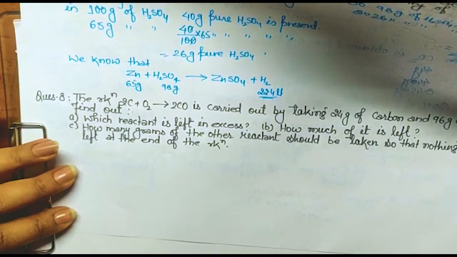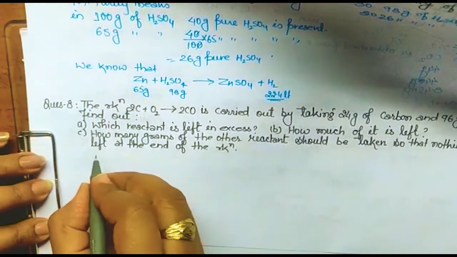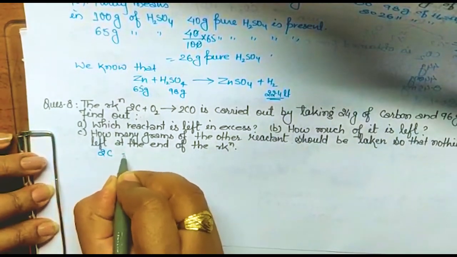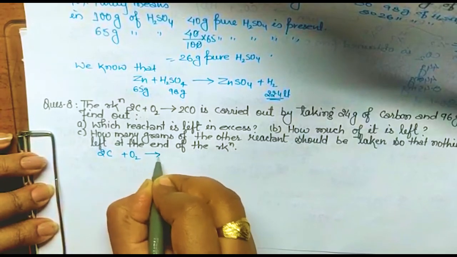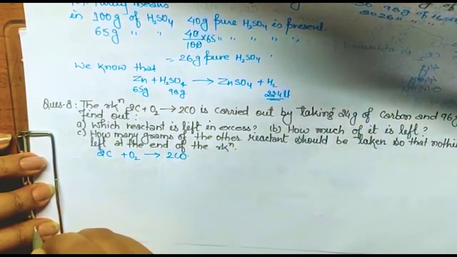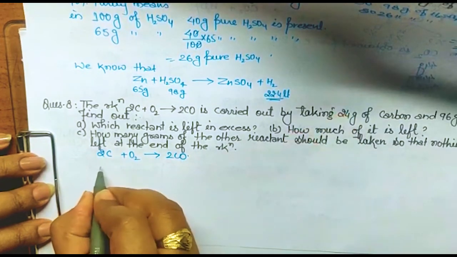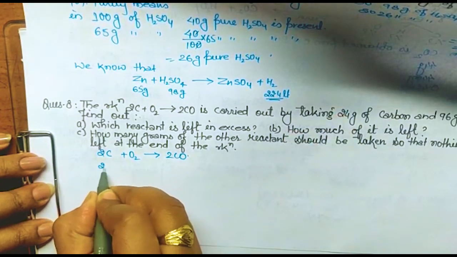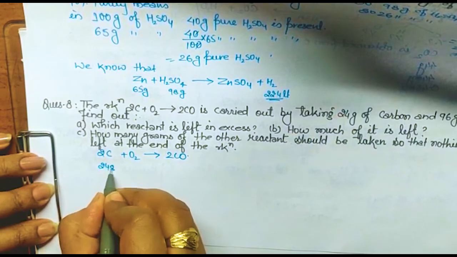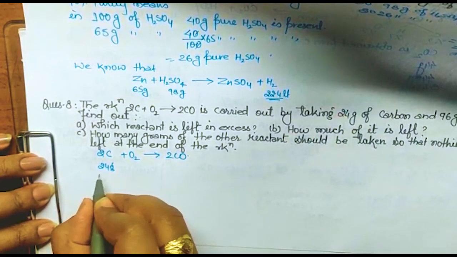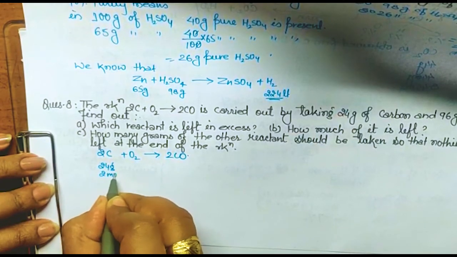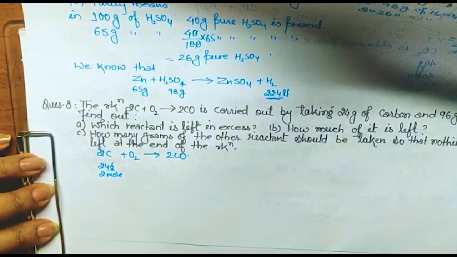पहले हम limiting reagent find कर ले. So let me write the reaction. First 2C plus O2 change into 2CO. Yes. So this is given 24 gram. So 24 gram, if we will take to convert it into mole, it will be 2 mole. Yes? Yes or no? Okay.